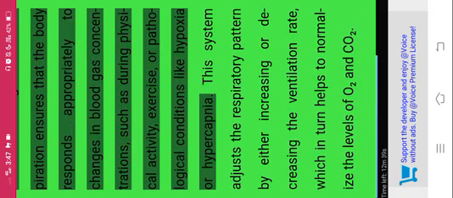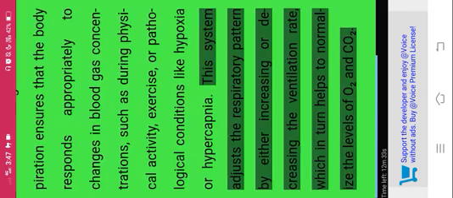The chemical regulation of respiration ensures that the body responds appropriately to changes in blood gas concentrations, such as during physical activity, exercise, or pathological conditions like hypoxia or hypercapnia. This system adjusts the respiratory pattern by either increasing or decreasing the ventilation rate, which in turn helps to normalize the levels of O2 and CO2.